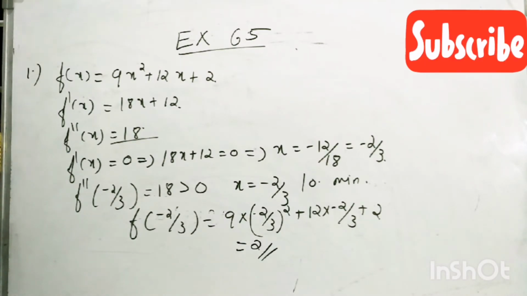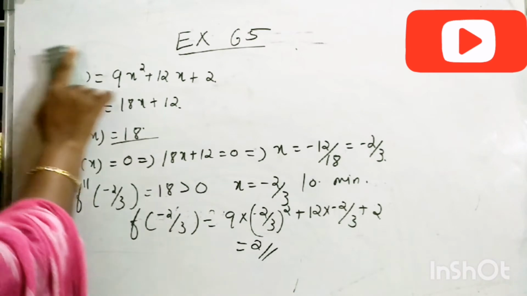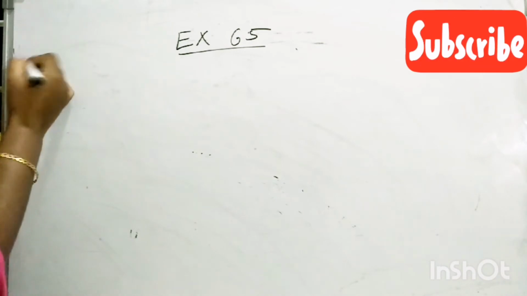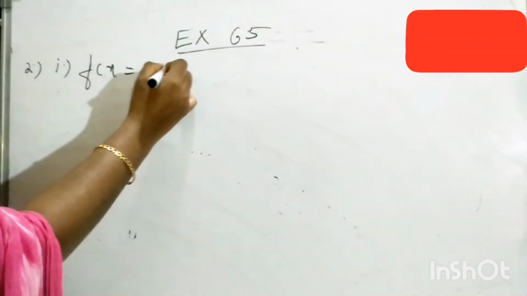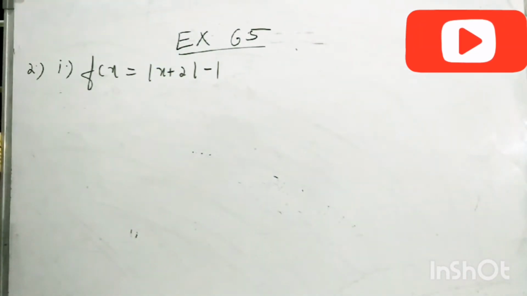Now I am going to do the second question. In the second question also we need to find the maximum and the minimum values, if any, of the following functions given below. First question: f of x is equal to mod x plus 2 minus 1.